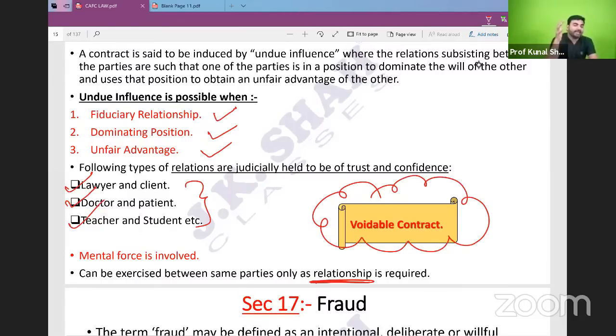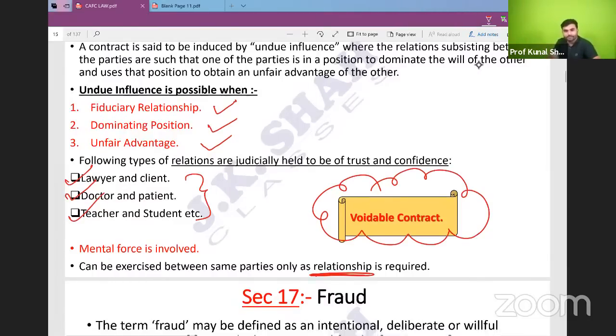So whether the consent is taken by coercion or by undue influence, in either situation, the contract which gets formed is nothing but a voidable contract.